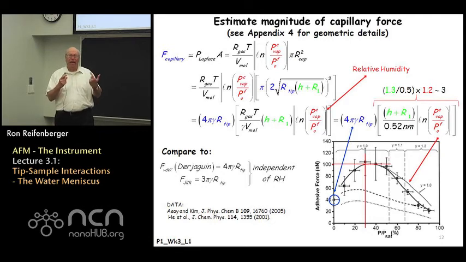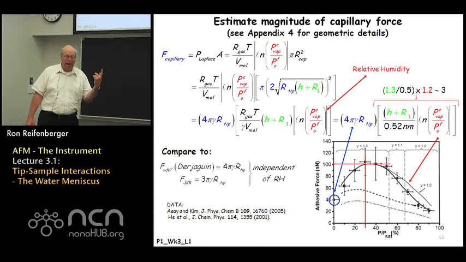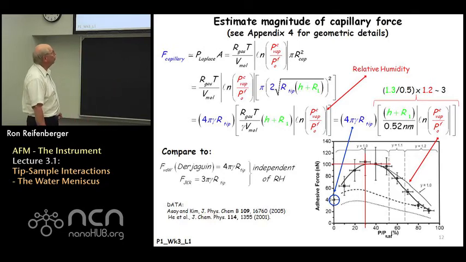If you factor out terms in that equation, you can end up with the third equation on the slide, which says that the capillary force is going to be equal to 4 pi times the surface energy of water, gamma, times the radius of the tip, times this geometric factor, which I actually evaluate. So I use the numbers that we've already estimated. I pick 30% relative humidity. So H plus R1 is going to be a number on the order of 1.3 nanometers.